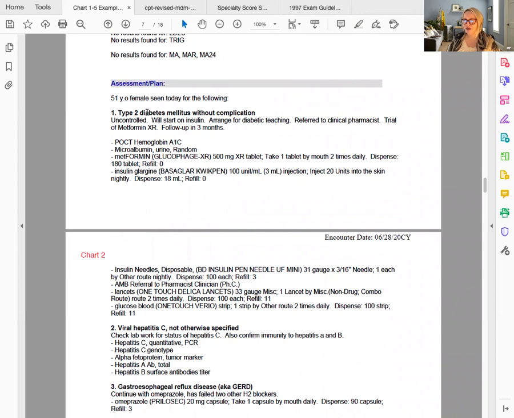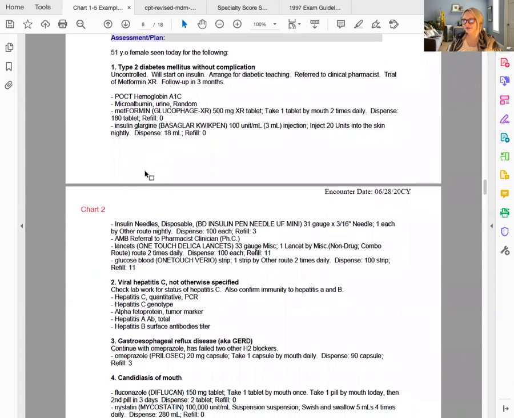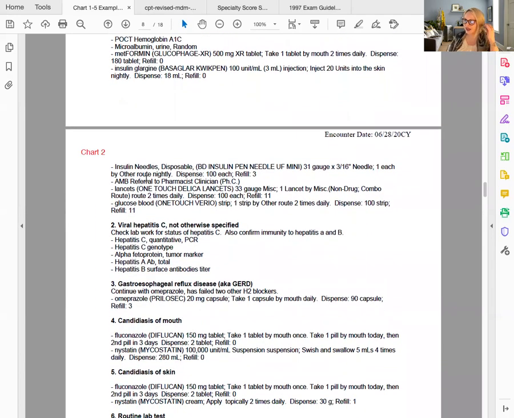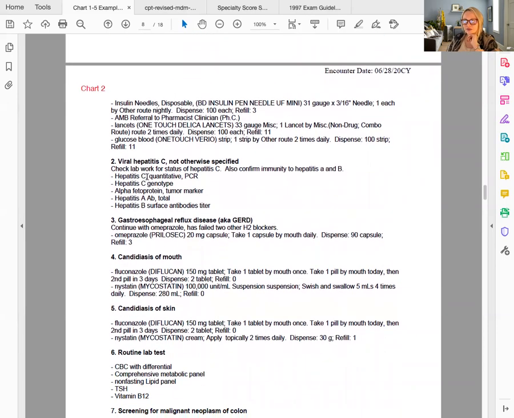They've assessed the patient with diabetes type 2 without complication and then said it was uncontrolled. That might be an option for a query, because if it's considered without complication, then it's not considered uncontrolled. They've ordered a couple of tests as well as medications, and so you'll want to root through these to see what's going on.